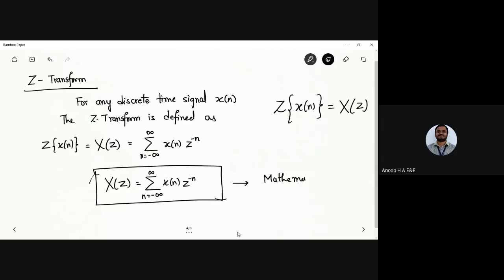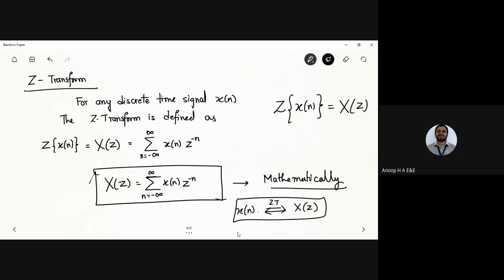X of z equals sigma n equals minus infinity to plus infinity, x of n, z power minus n. So that's how I can write the Z transform of any discrete signal. So x of n, I can write it like this, symbolically, in terms of the definition there. So x of n would be related to x of z using the Z transform approach.